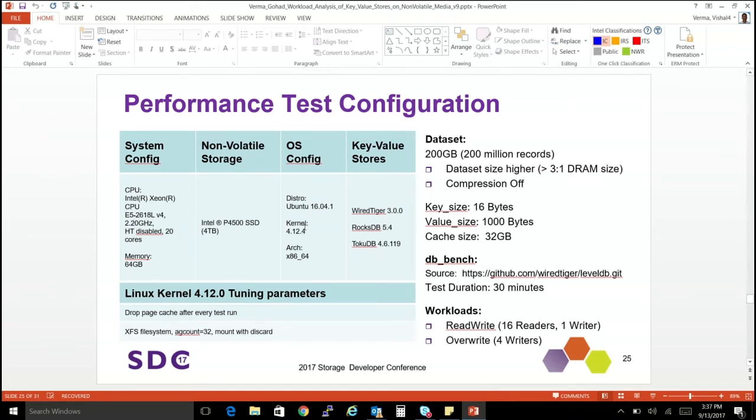So we'll run the typical db_bench workloads, ReadWrite. Again, as I mentioned before, it's 16 threads doing the reads, and then 1 thread is actually writing. So there are a lot of point queries happening in this workload. So it's a mixed kind of read-dominated workload. And then overwrite, which is updating your keys in a random fashion.